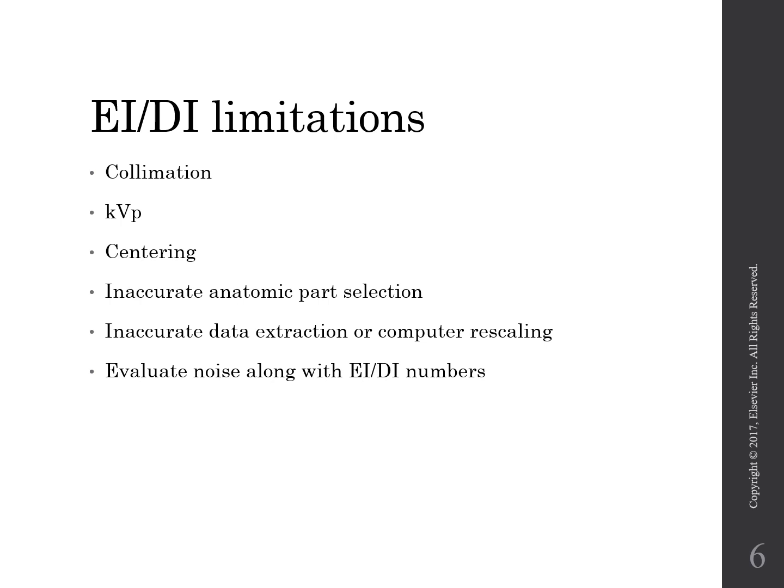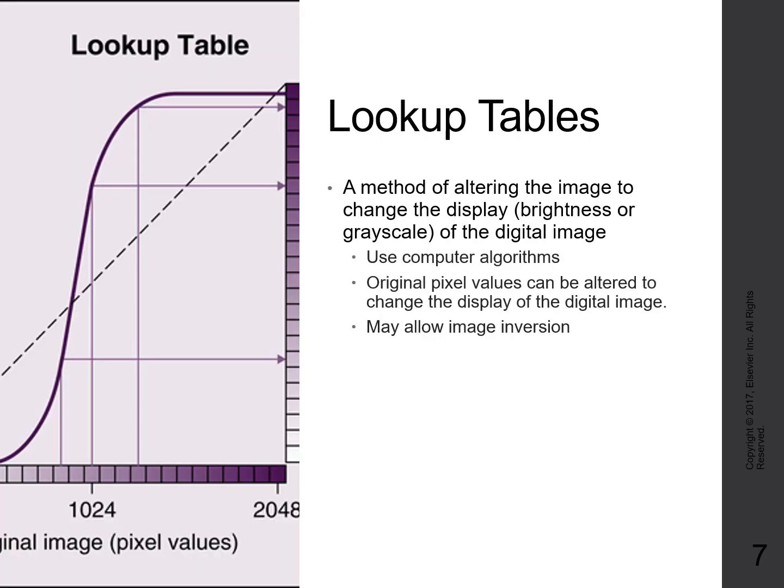And we want to evaluate noise along with EI and DI values, because if I have a good EI but my image looks way too low contrast, then that would be a contrast noise that I'd have to adjust. So even if I was in range with my EI and DI, I would still need to do a repeat exam. Okay, lookup tables, we talked quite a bit about this yesterday.